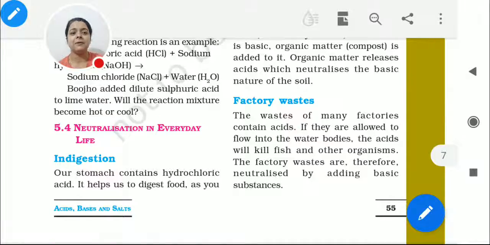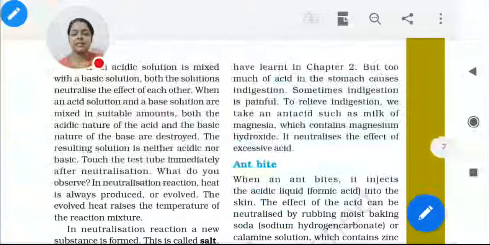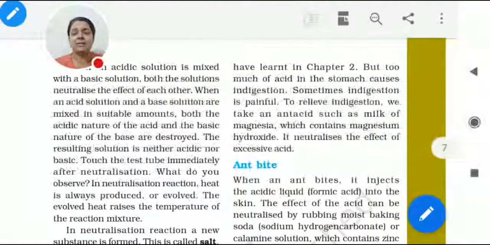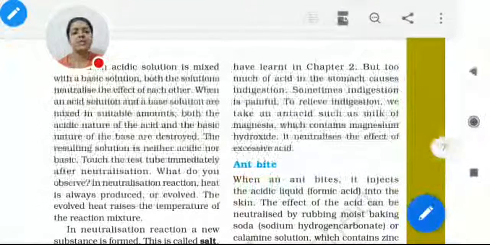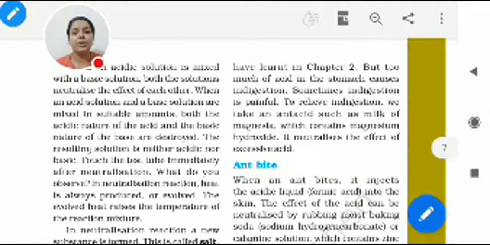But when you go through this book, what does it talk about? It says that if acid is more and more, at its extreme level, then you should take an antacid. Antacid means something which neutralizes the acid. So an antacid such as milk of magnesia. So you need to take that.